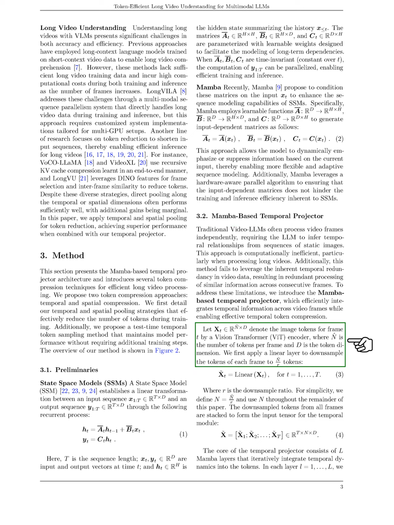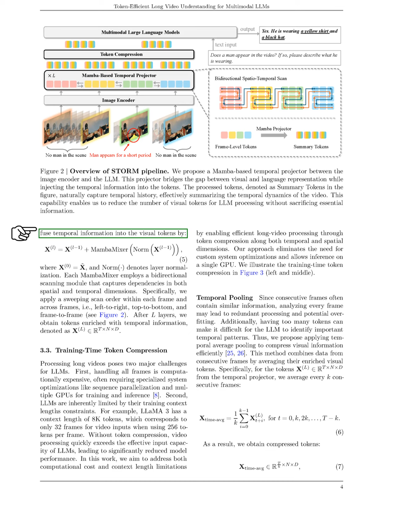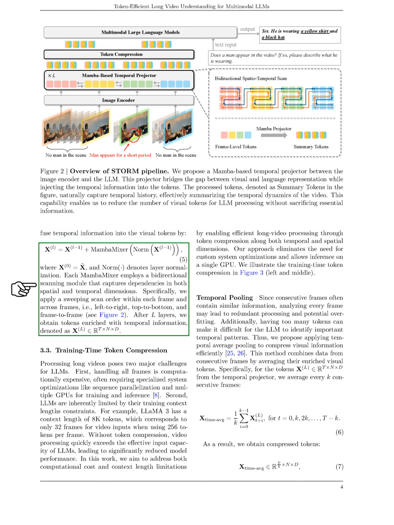We denote the image tokens for each frame processed by a vision transformer, ViT, encoder. We first apply a linear layer to downsample the tokens of each frame to a specified number of tokens. The downsampled tokens from all frames are then combined to form the input tensor for the temporal module. The core of the temporal projector consists of multiple Mamba layers that iteratively incorporate temporal dynamics into the tokens. In each layer, we merge temporal information into the visual tokens using a specific method that includes layer normalization. Each Mamba mixer captures dependencies in both spatial and temporal dimensions through a sweeping scan order across frames.